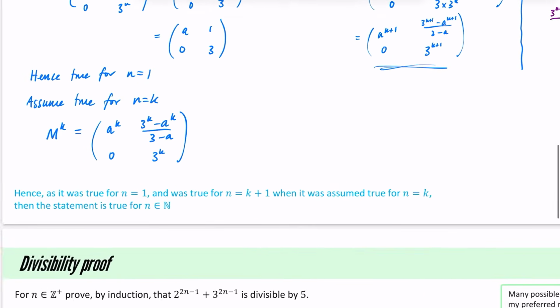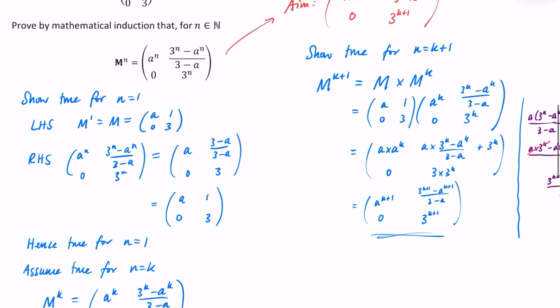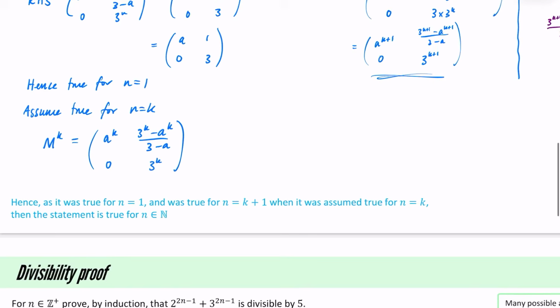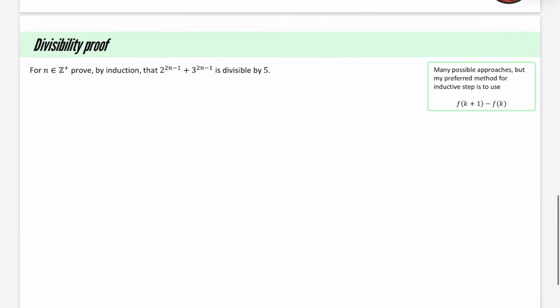Hence, as it was true for n equals 1 and it was true for n equals k plus 1 when it was assumed true for n equals k, then the statement is true for n as a natural number. Notice how I've used the same language that is in the question there. Okay? So, this idea of writing it to the side can keep things a bit neater. Otherwise, I would have had to keep writing this matrix out lots and lots of times here.